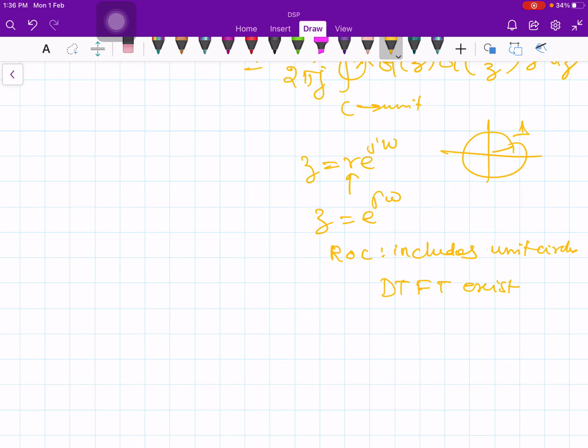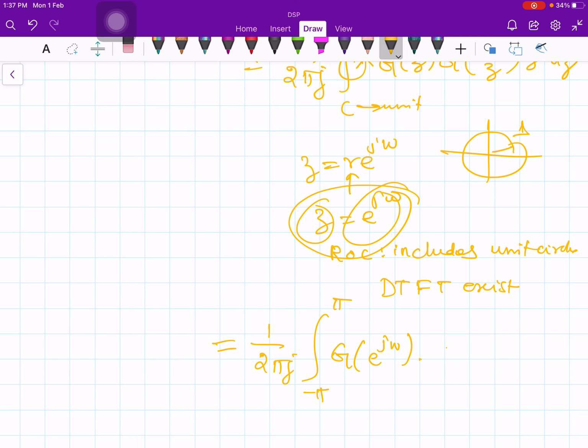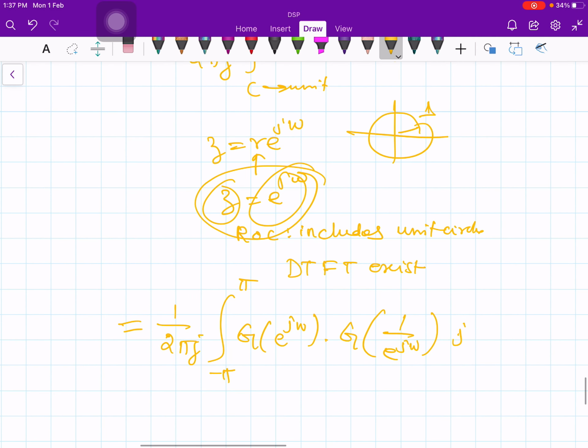So if the discrete time Fourier transform of g of n exists, then we could replace this small z by e to the j omega. That is, if the ROC includes the unit circle, then as well we can replace the contour by the unit circle. Agreed? On the unit circle, small z is equal to e to the j omega, and it doesn't take too long to show that the right hand side integral is equal to 1 by 2 pi j integral from minus pi to plus pi. G of z becomes G of e to the j omega times G of 1 over e to the j omega, and then this dz becomes j times d omega.